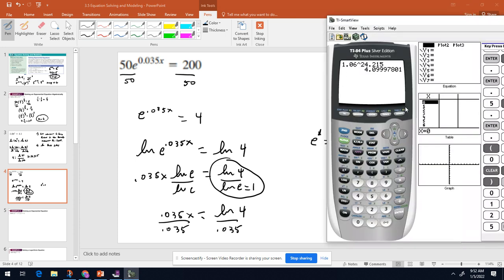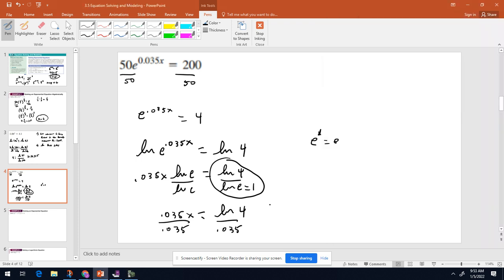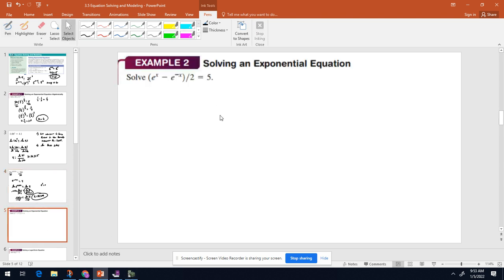Okay, so then I put this in my calculator, natural log of 4 divided by 0.035, and that will give me x is equal to 39.608. Okay, and again, you could go back and plug that in, and you should get something very close to 200 when you plug that back in for x. Okay. Go ahead and take a look at this problem right here.